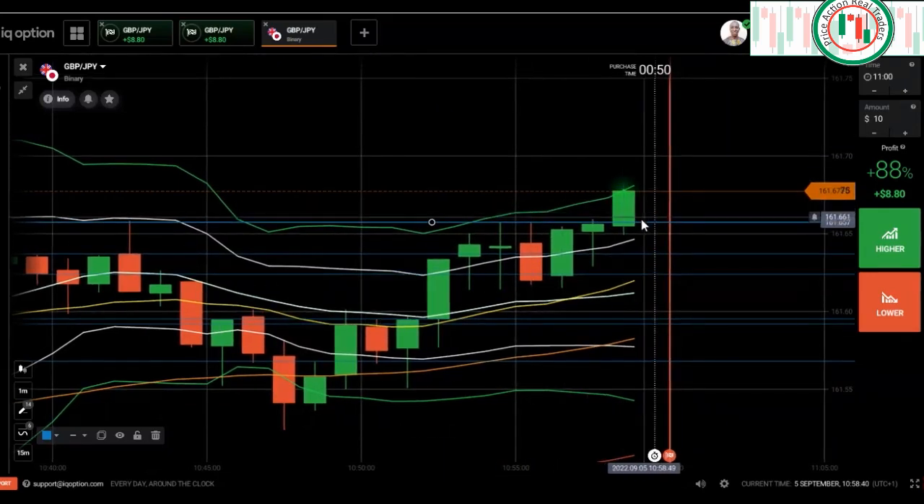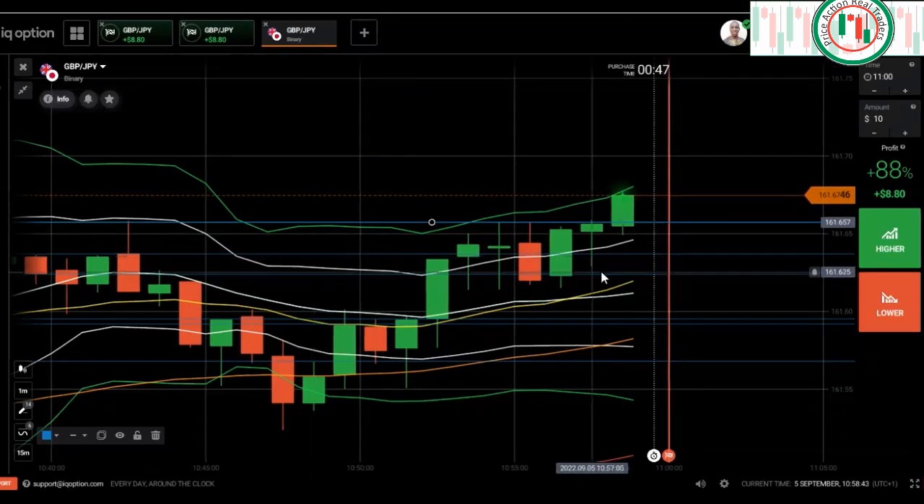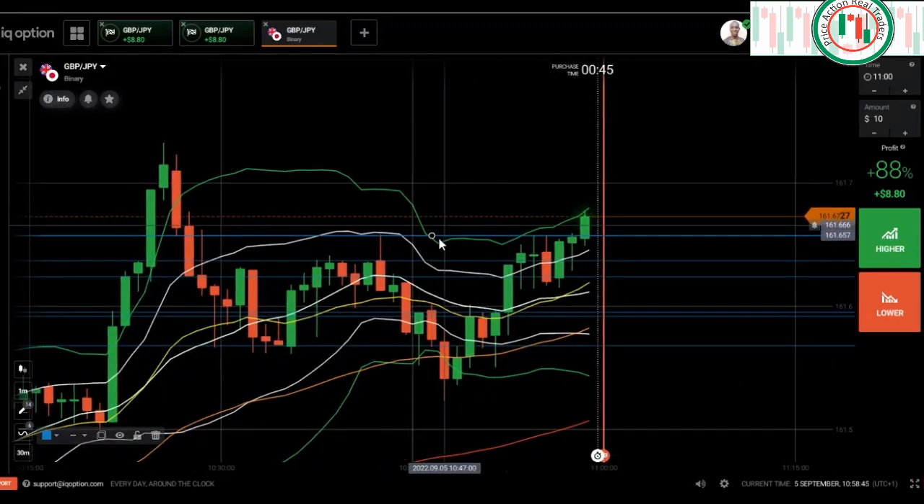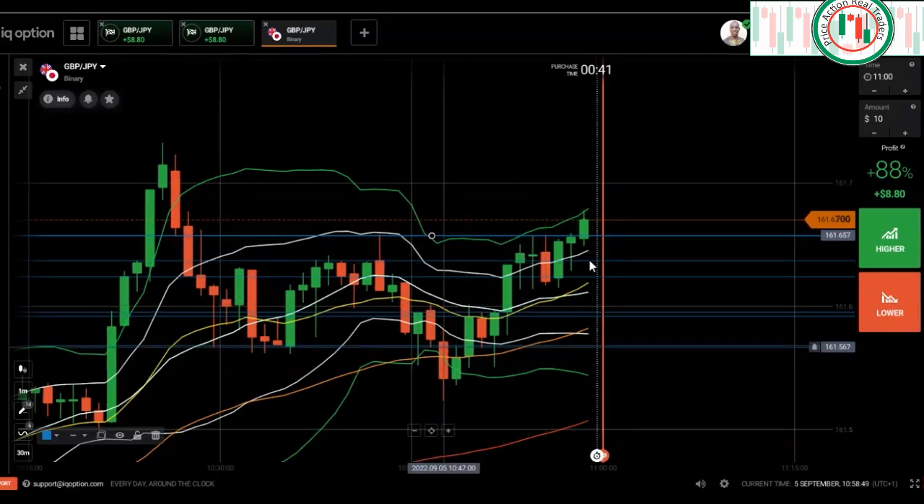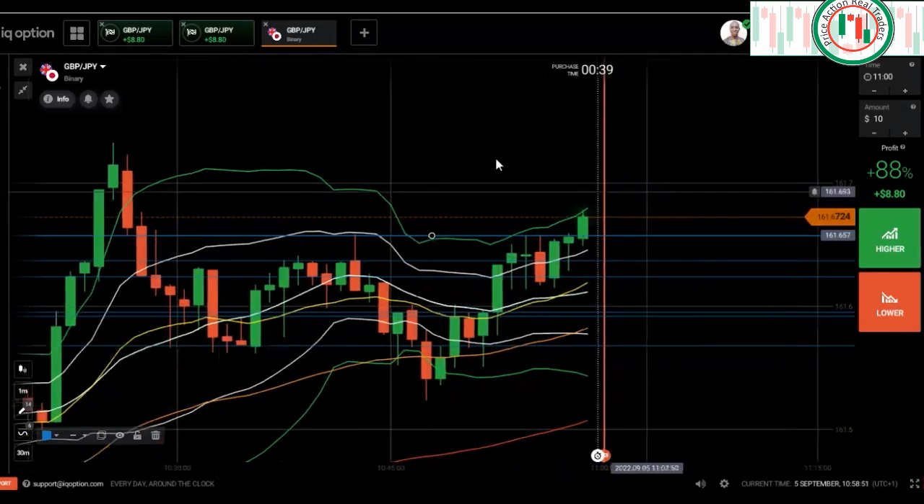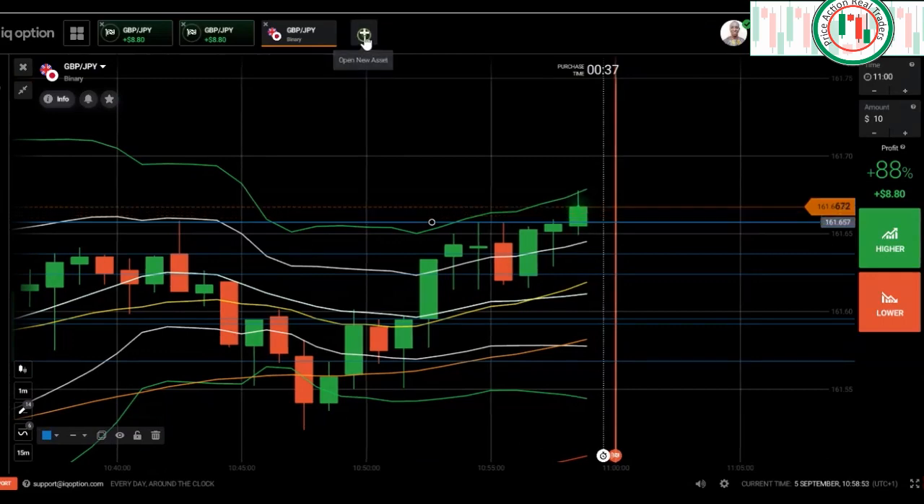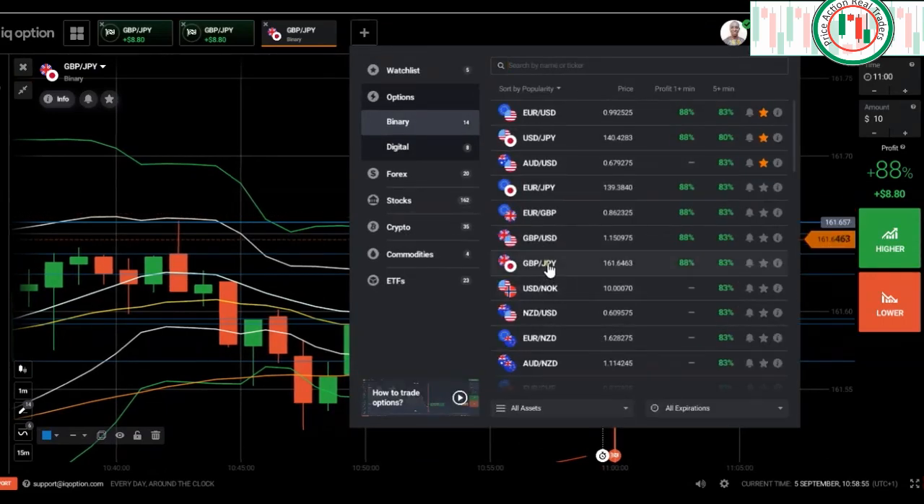So if the market comes back to this zone, you can still place your trade, because the market has changed after the Bollinger flat squeeze. Then the market changed to a strong uptrend. So let's check the ranging market.